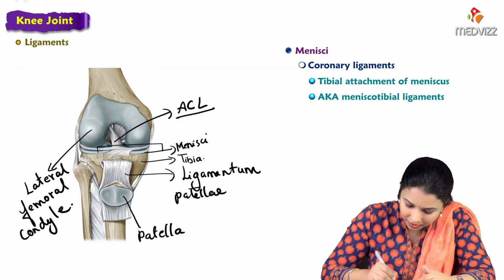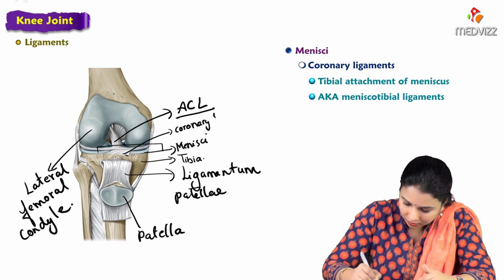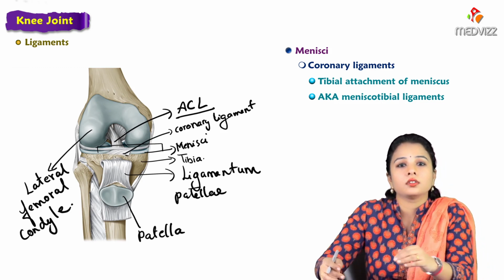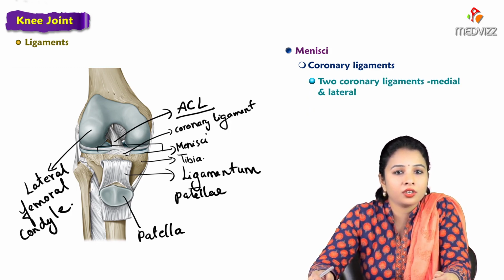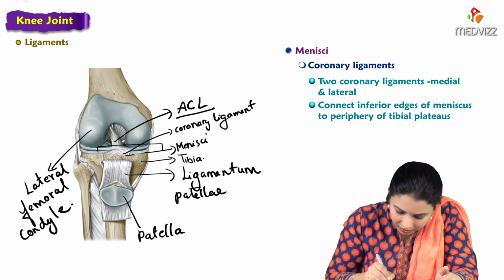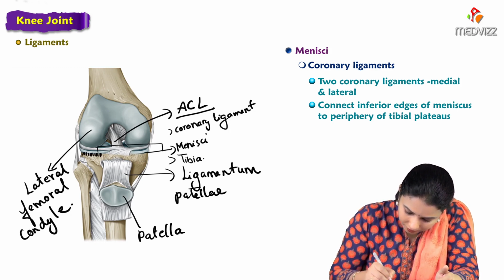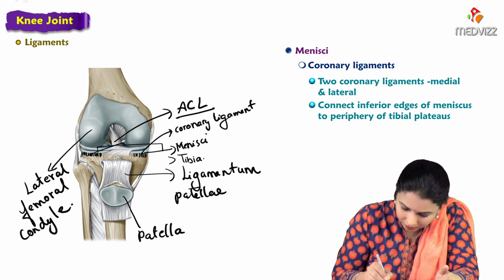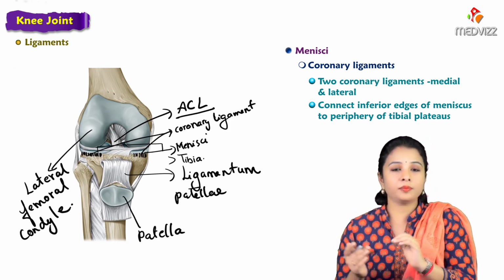So the coronary ligaments are parts of the fibrous capsule of the knee joint. There are two, medial and lateral coronary ligaments, and they connect the inferior edges of the menisci to the periphery of the tibial plateaus. They connect like this, connecting the menisci to the tibial plateaus.